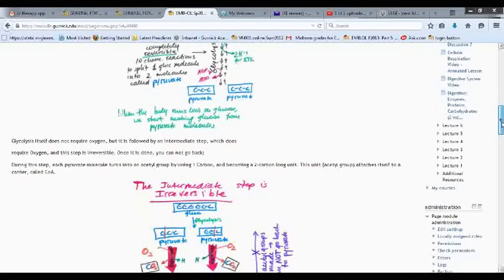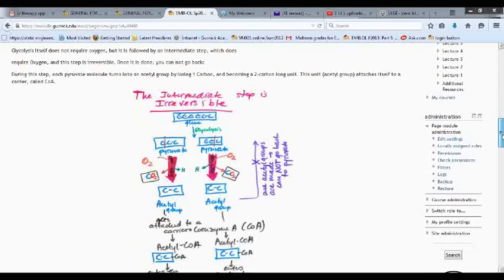Okay, now the next step would be the Krebs cycle step. But we cannot get into the Krebs cycle until we go through this intermediate step. The intermediate step is basically just one single reaction before we get into the Krebs cycle. And in that intermediate step, we take the pyruvate molecule, we add oxygen to it, we cut off a carbon from each pyruvate molecule and make it hook up with the O2.